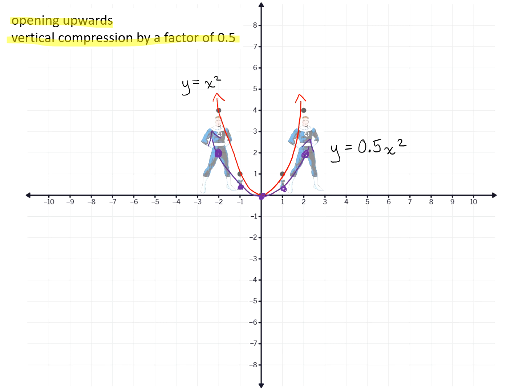As you can see, our newly transformed parabola is opening upwards, and it has been vertically compressed by a factor of 0.5. You'll notice that the new parabola now appears wider than before.